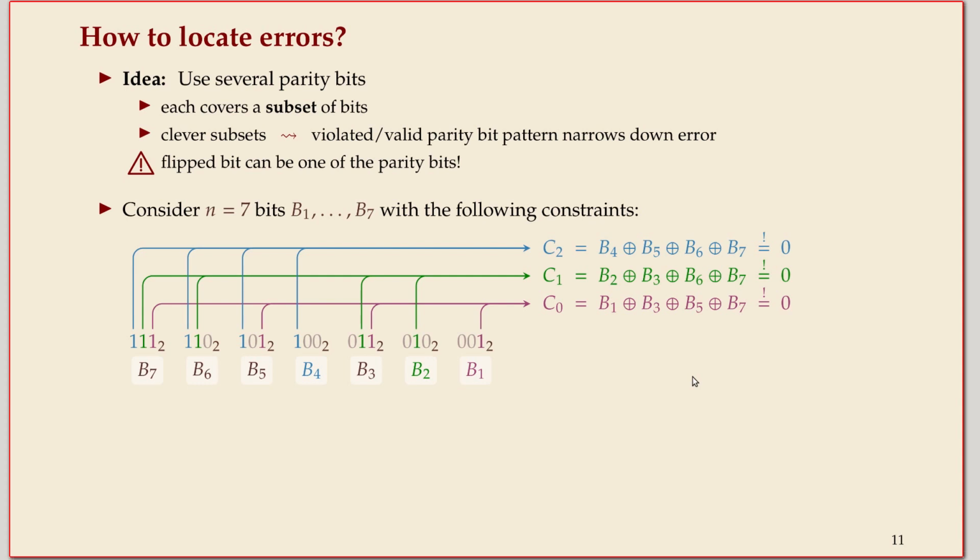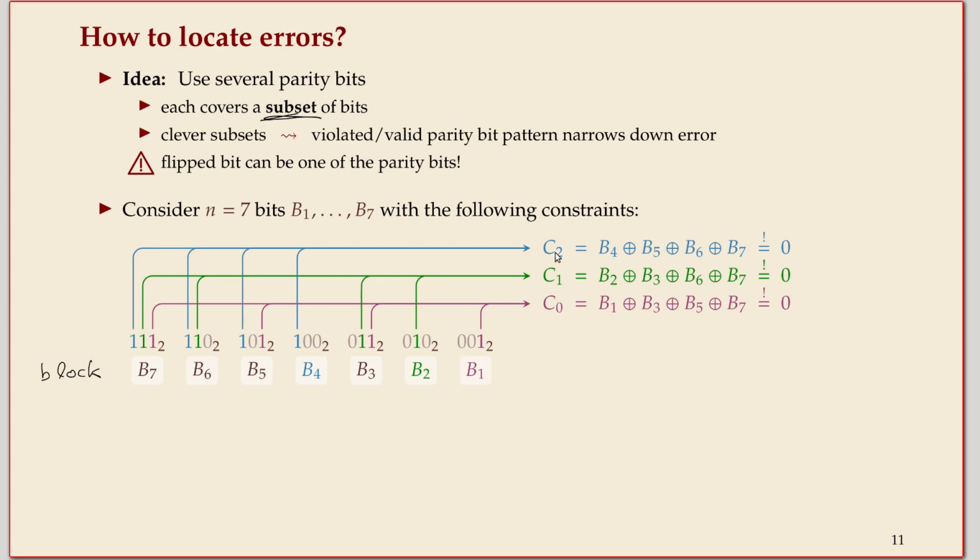Suppose our block, the block that we eventually transmit, has 7 bits, numbered 1 through 7. Just to make this nicer to define, I also wrote the numbers 1 up to 7 in binary on top of it. The way I define those subsets is by taking all the bits that have a 1 at a certain position in the binary expansion of their index.